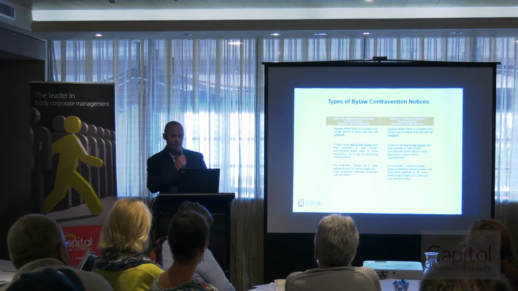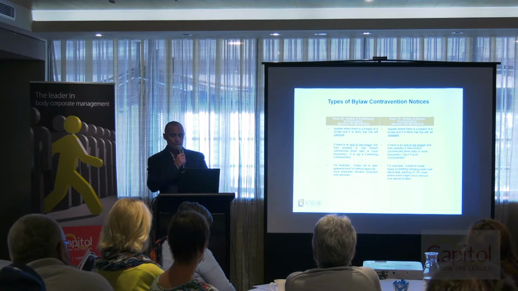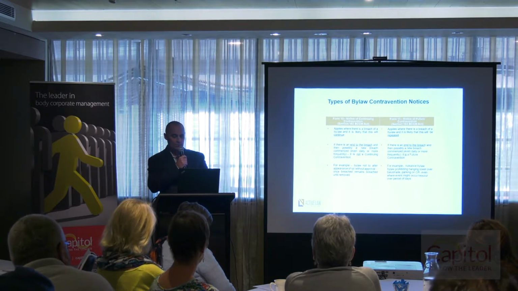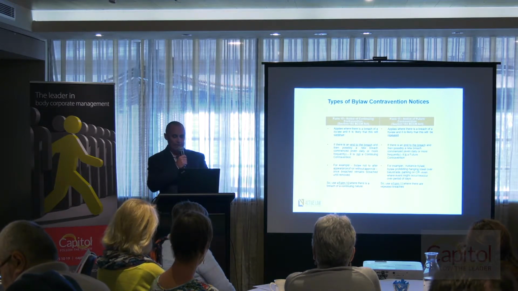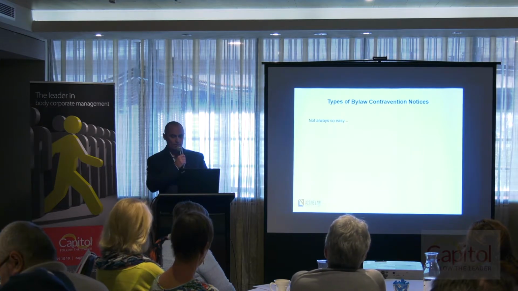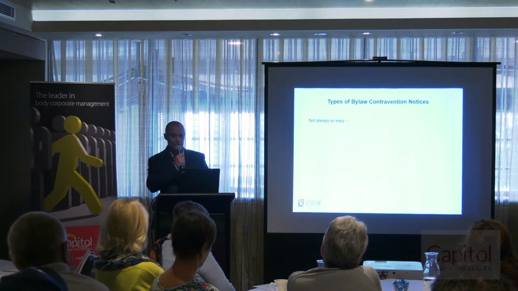And so that's probably the easiest way to try and remember the difference between the notices, but it can be difficult. So in summary, if it's a continuing breach, use a Form 10. If it's a repeated breach, use a Form 11. Now, it's not always so easy, as you would expect.